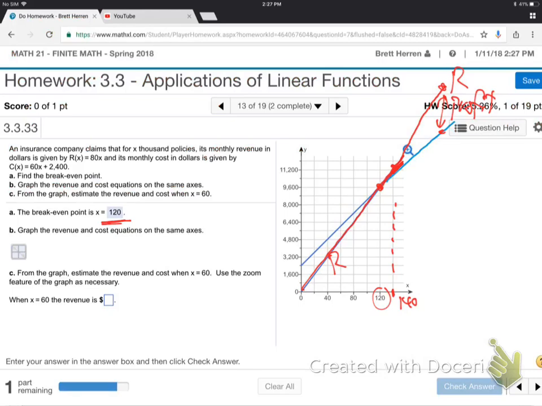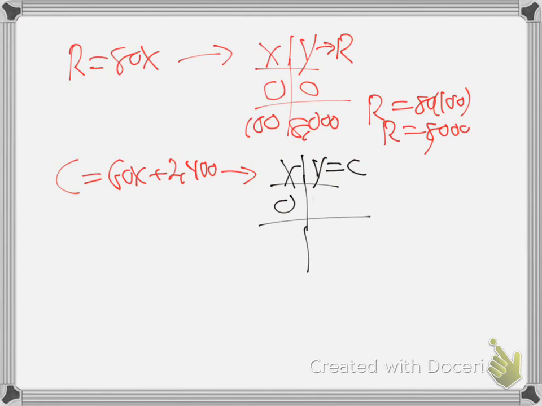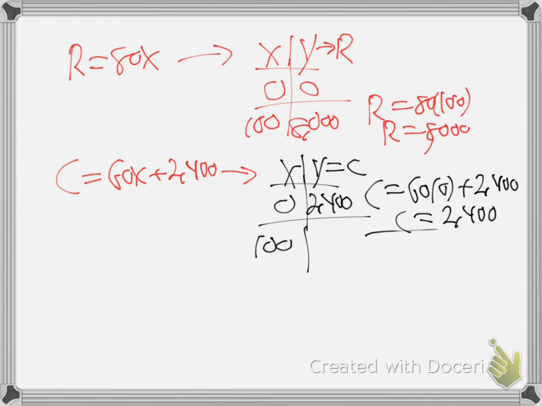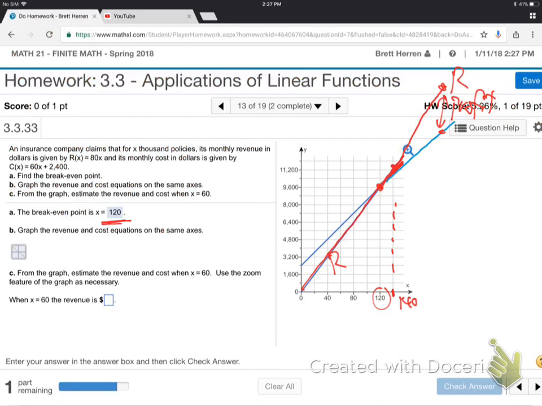And then for the cost function, which was 60x plus 2,400, same kind of thing. I did an XY table, and Y in this case is really C. I did 0, oh, not 0, 0. When I plugged in 0, cost was 60 times 0 plus 2,400. Cost would be 2,400. And then I did 100. When you plug in 100, you get 60 times 100 plus 2,400, and cost came out 8,400. So put those dots on the graph, and we got our graph here.